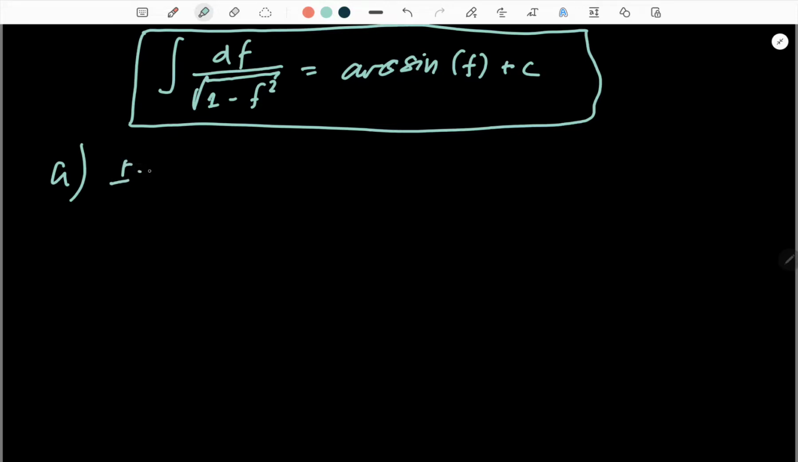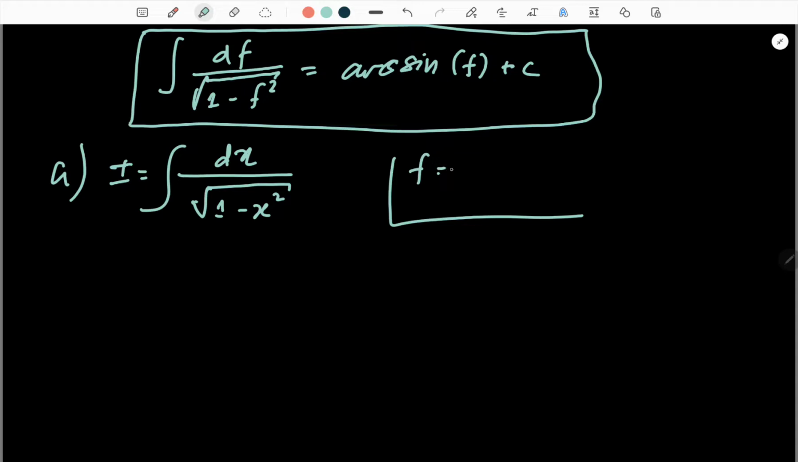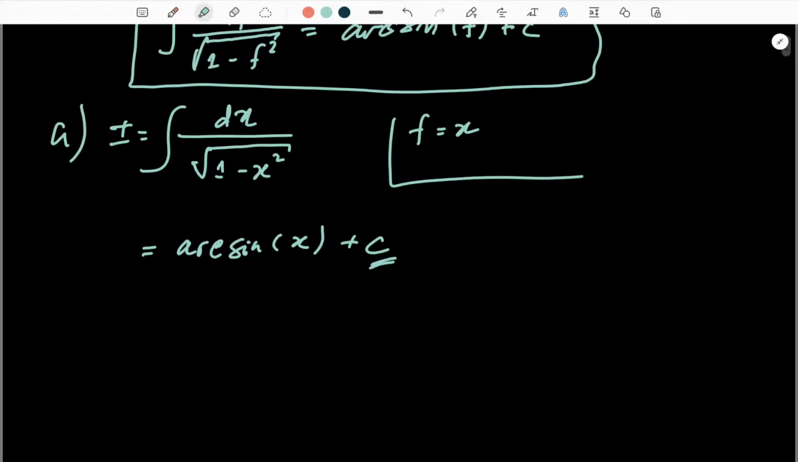The first one will be I equal to the integral of d of x over the square root of 1 minus x squared. As we can see, for this exercise, the f function here is x, so we can apply our rule directly, and we get the solution written as arcsin of x plus c, where c is the constant of integration. This is the first example of how we can apply this rule to solve the integral. Okay.